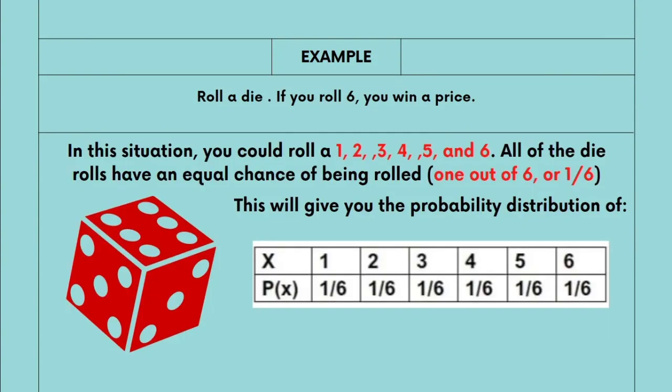Here is the second example. We all know that in rolling a single die we can get 1, 2, 3, 4, 5, or 6 as an outcome. All the die rolls have an equal chance of being rolled, 1 out of 6, or 1/6. This will give us the probability distribution of 1/6 for every outcome.